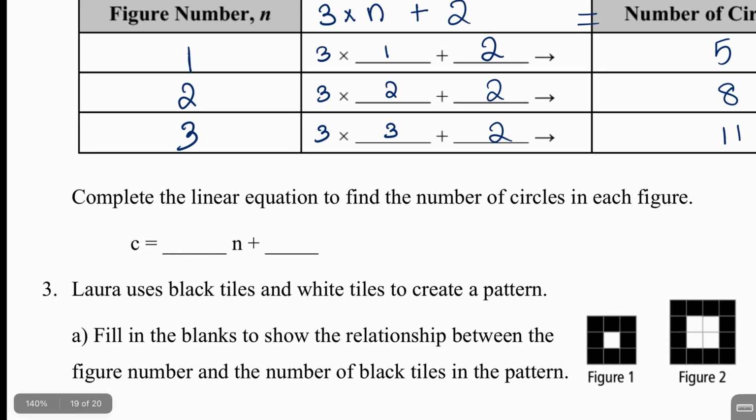So you have to complete the linear equation over here. Some part of the equation is given, so you have to write 3 and 2. So the equation is C equals 3n plus 2. So we got the linear equation.